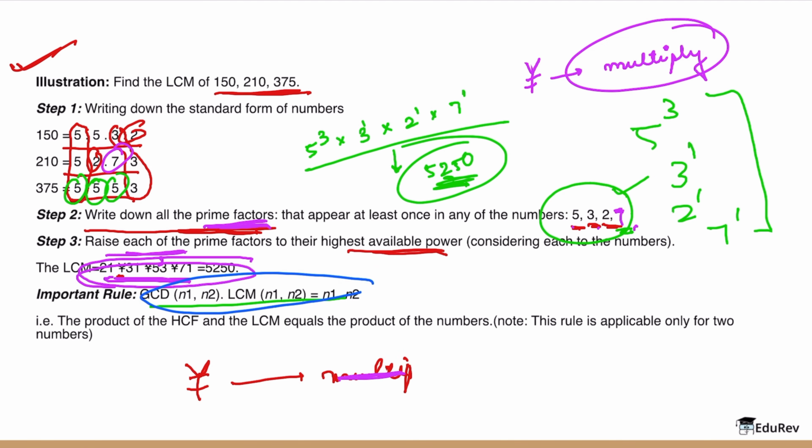Now this is one of your rules: the HCF of two numbers multiplied by the LCM of those two numbers is nothing but the product of those two numbers. So what does the rule say? If I have the HCF of any two numbers, say x and y, and I multiply that HCF with the LCM of those two numbers x and y, then this product of HCF into LCM is nothing but the product of those two numbers, your x and y. So this is one of the rules which you need to note down because it's very, very important.